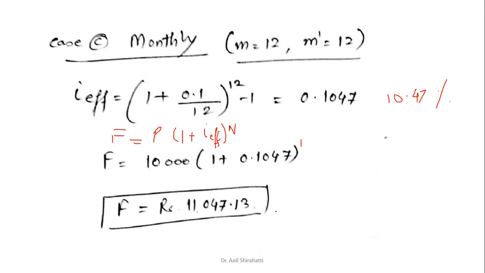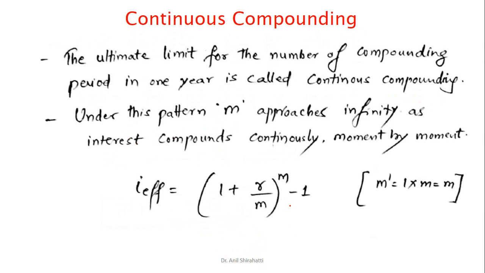Okay, so this is 11,038, one more, and 11,025. Okay, so as the compounding increases, the amount a person has to pay also increases, because the interest earned is more, or the interest he has to pay back is more.